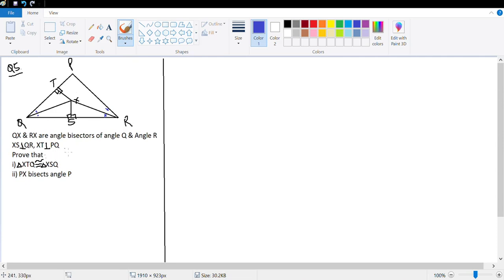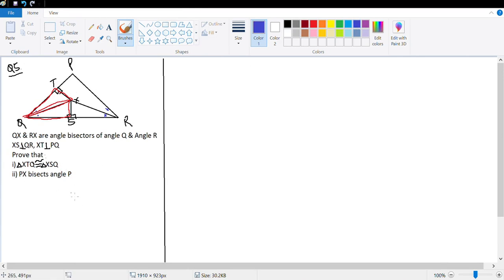Perfect. Q and R are respective angles of the triangle. XS is perpendicular to QR and XT is perpendicular to PQ. Perfect. Prove that XTQ and XSQ are congruent. These are the two triangles that we're looking at, XTQ and XSQ. Okay, so I have two angles equal, 90 and this, and I have a common side. So right angle, hypotenuse. No, this is not side, this is angle. So angle, angle, side. That's what I have done.